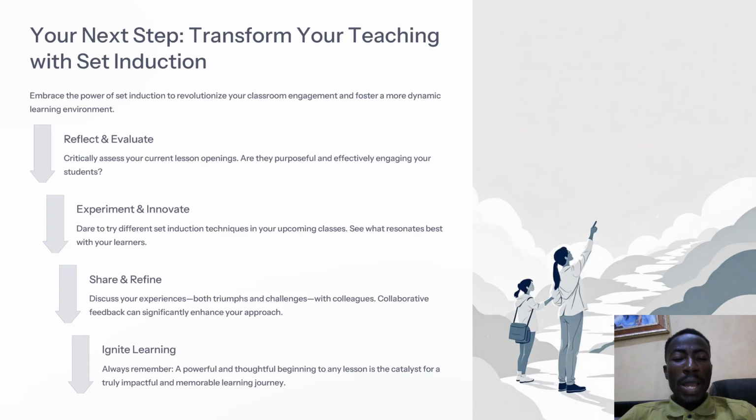Then when you have done this, share your experiences with your colleagues. Share with your colleagues. Let your colleagues know that a good set induction provides tone for the class, and it encourages overall class dynamics. And lastly, ignite learning. Always remember, a powerful and thoughtful beginning to any lesson is the catalyst for a truthful, impactful, and memorable learning journey.